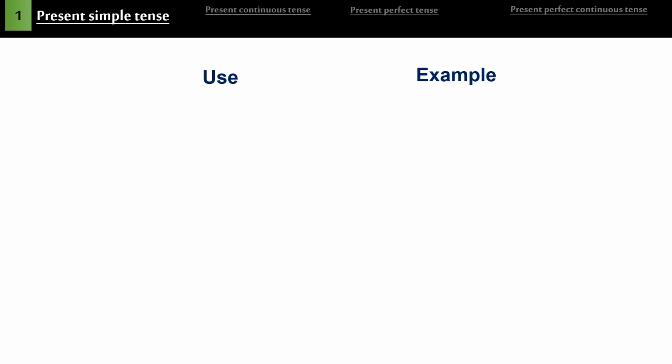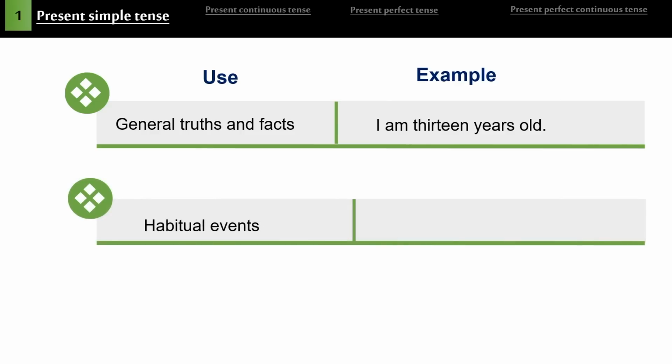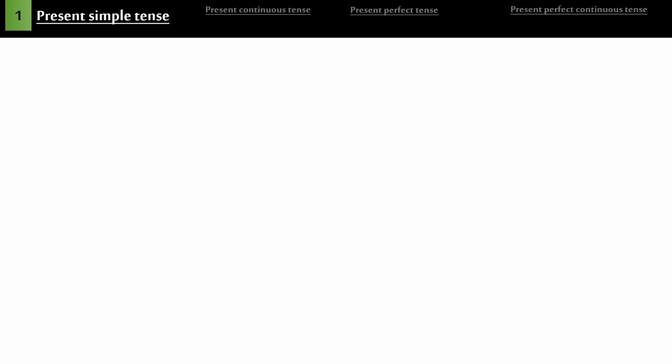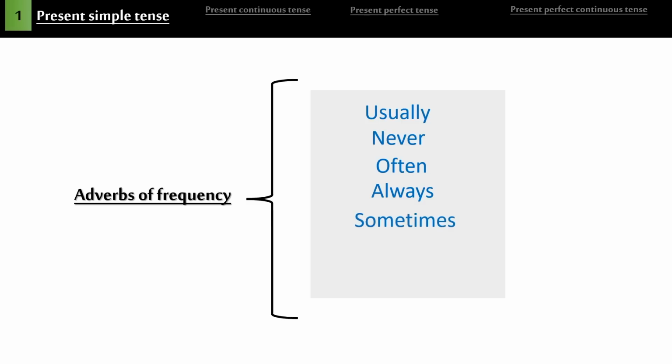We use the present simple to talk about general truths and facts. Example: I am 13 years old. Habitual events. Example: I read every night before I go to sleep. Plans. Example: our lesson starts at 10 a.m. We often use adverbs of frequency like usually, never, often, always, sometimes, in the habit, every plus time.